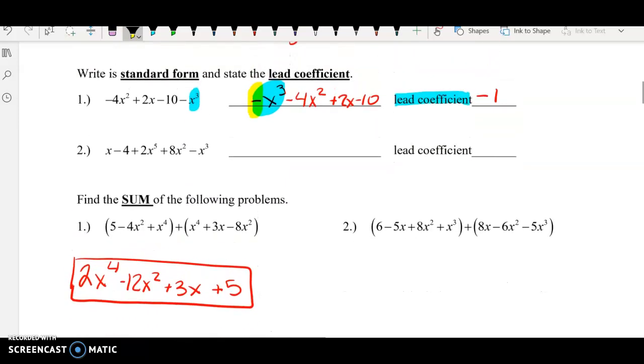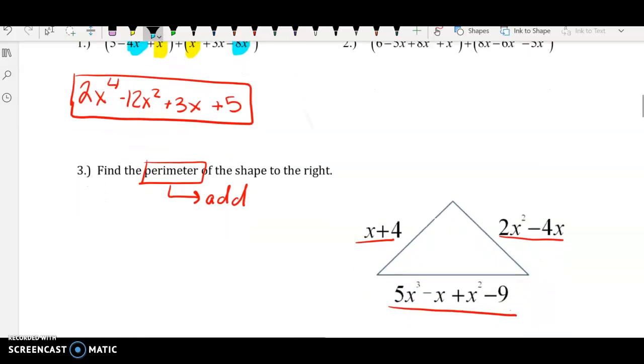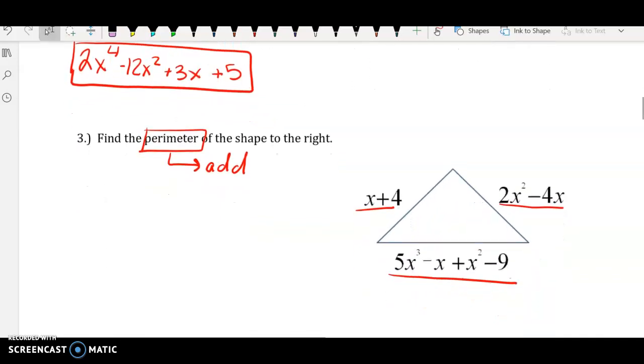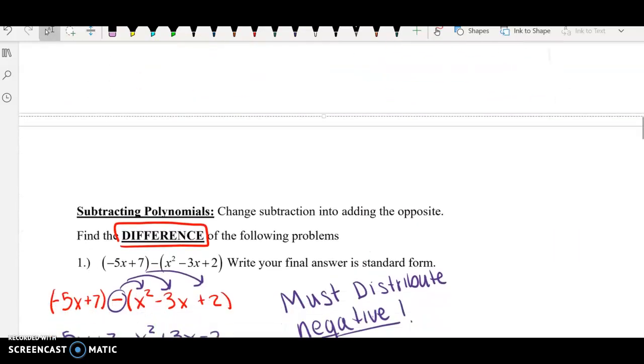And then we have here a nice little review of adding. That's just you combining your like terms. So when I combine my like terms, I just go ahead, I circle or highlight whatever is in common, and then I go ahead and just combine it. Okay? So then over here, perimeter, you just add everything up. So all of that is just review. So now let's get to the good stuff.